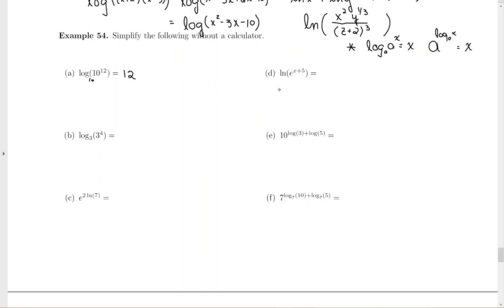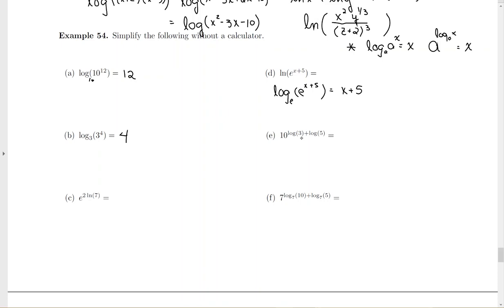Letter D. ln, remember, is log base e of e to the x plus 5. So again, the bases are the same. It's falling under this same rule here. My answer is going to be the power, x plus 5. Letter B, log base 3 of 3 to the 4. Simple enough.